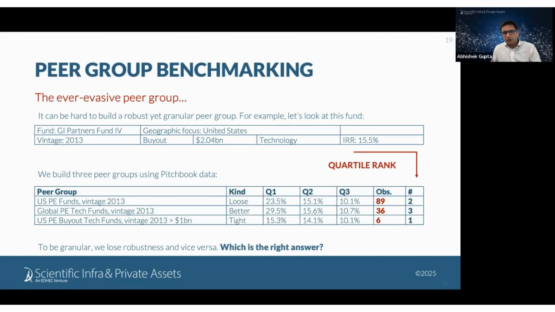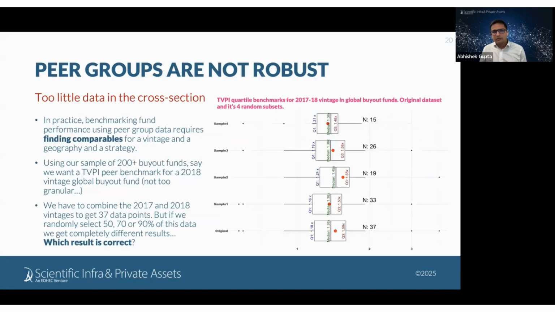So now the question is, to be granular, you lose robustness, and to keep robustness, that means a higher sample, you lose granularity in this manner. So which quartile rank do you believe, and what is the right answer when you are trying to assess this fund? And this is the problem that comes back again and again and again when you're trying to do peer group benchmarking. A similar concept, but I wanted to show you in a more statistical manner here.